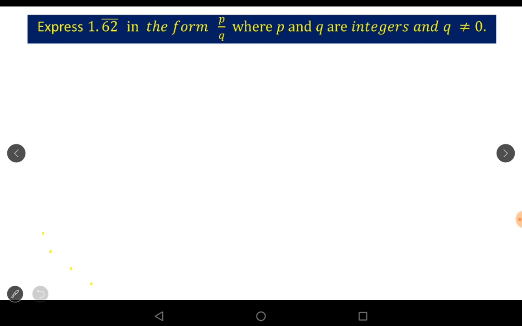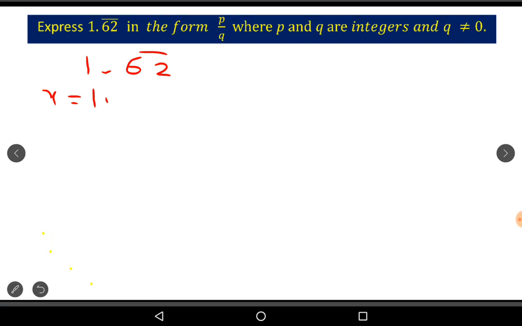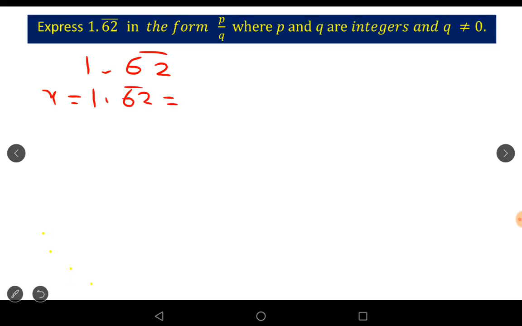This is the non-terminating recurring decimal. Observe here 1.62 bar. This type of question is solved in 8th class. 1.62 bar is a non-terminating recurring decimal. In the decimal part, 2 digits repeat. This is the periodicity. Period is 2. So first of all, let x equal 1.62 bar, 1.62 continuing. This is equation 1.